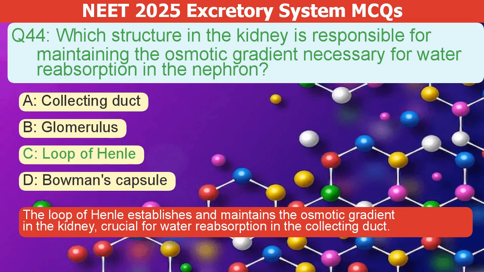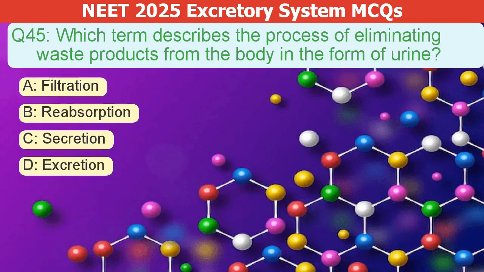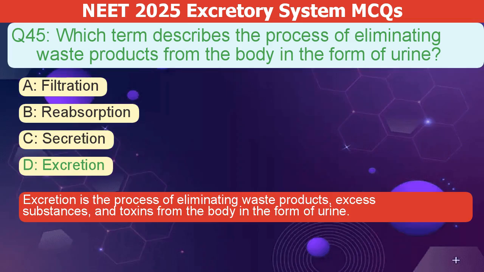Which term describes the process of eliminating waste products from the body as urine? A. Filtration. B. Reabsorption. C. Secretion. D. Excretion. The correct answer is D. Excretion is the process of eliminating waste products, excess substances, and toxins from the body in the form of urine.